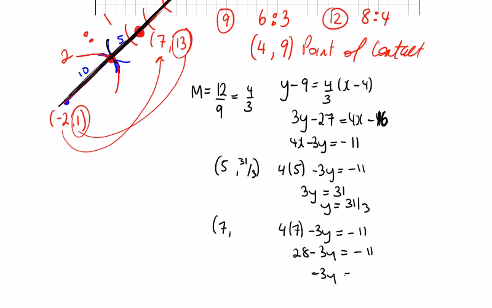Minus 3y is equal to minus 39. Plus 3y is equal to 39, so y is equal to 13. So (7, 13), you can see, is the next center. That's the one we had there. So it is on the line, just to double check that.